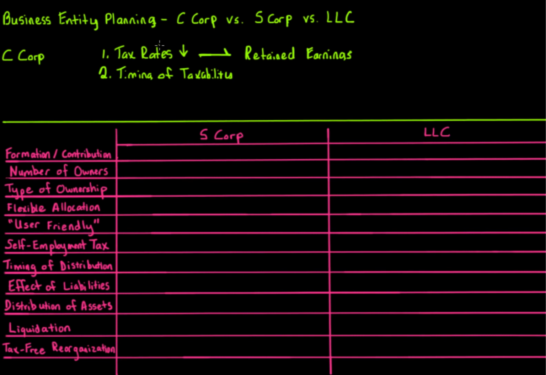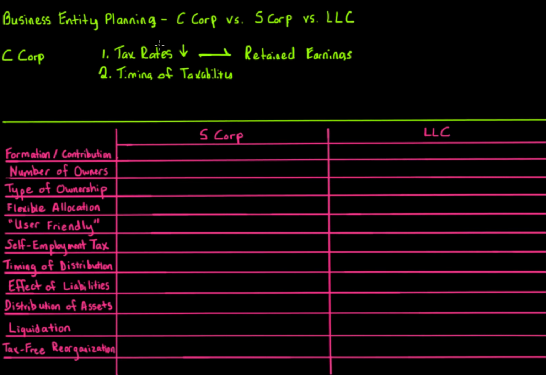With an S corp or LLC, it's simply just allocated out. And then when you sell your ownership interest in the S corp or LLC, the basis rules, the mechanism for providing for single level taxation, they already take that into account, so you can't really control as much as you can with the C corporation. So that's the second item.